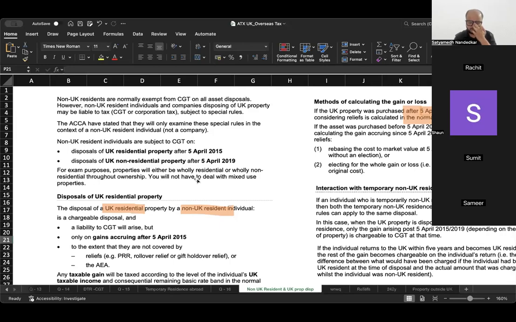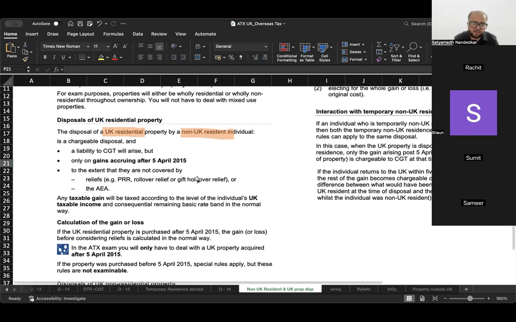Second situation is non-UK residents and UK property disposals. Non-UK residents are subject to CGT on disposal of UK residential property after 5th of April 19 and disposal of UK non-residential property after 5th of April 19. Let us first look at UK residential property.